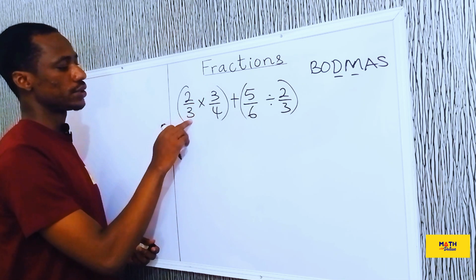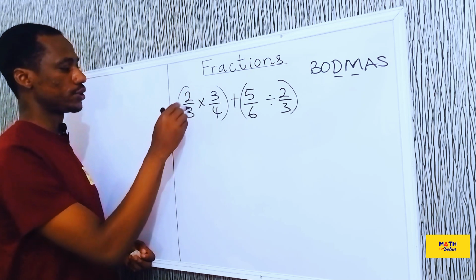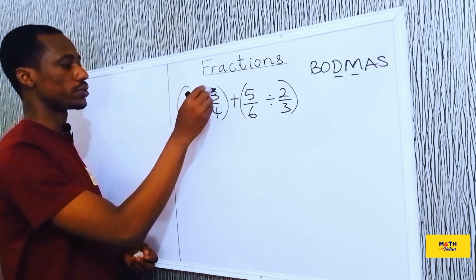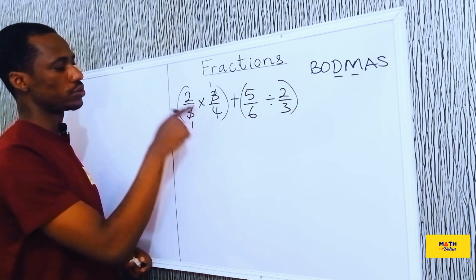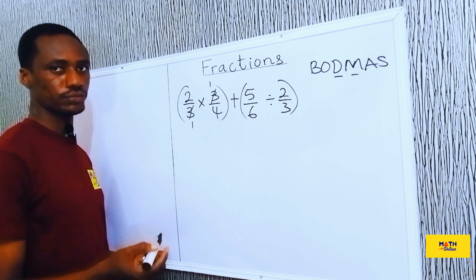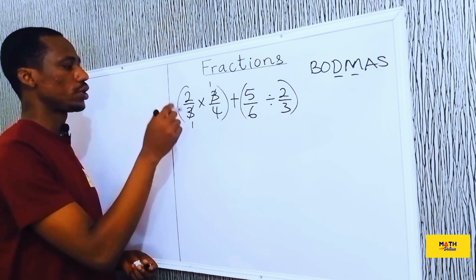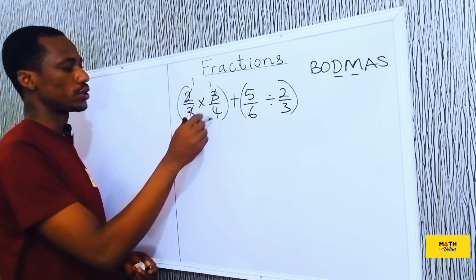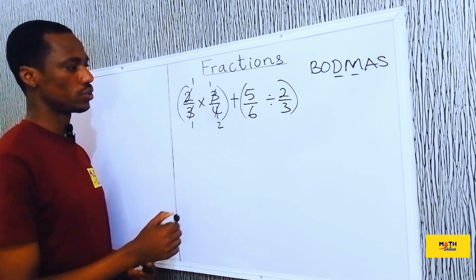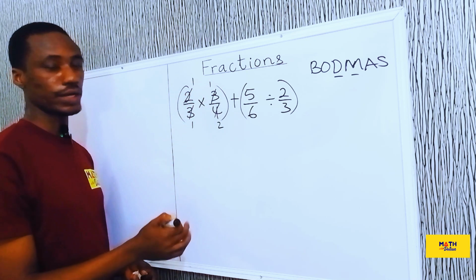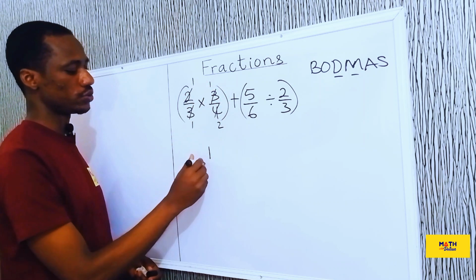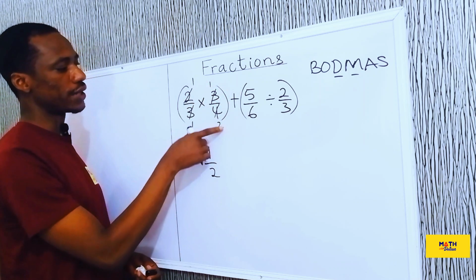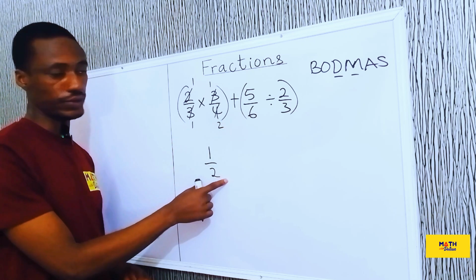Here we can see that there's 3 downstairs and 3 upstairs, so this can cancel out. 3 goes in 3, 1, and 3 in 3, 1. And then here we see that 2 and 4 have the common factor of 2. So 2 here is 1 and 2 in 4 is 2. So what do we have left in this bracket? We have 1 times 1, 1, and then 1 times 2, 2. So we've simplified this bracket and the answer is 1 over 2.